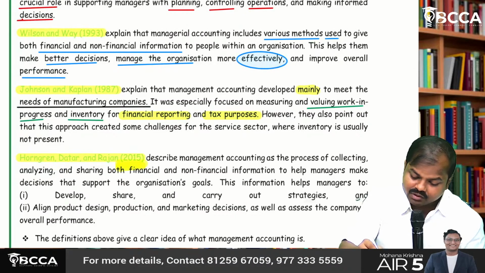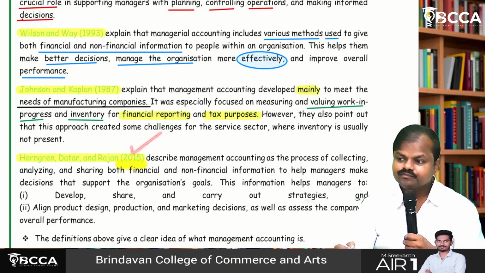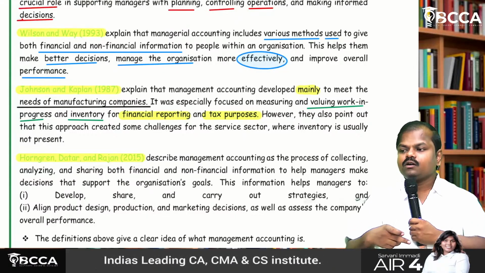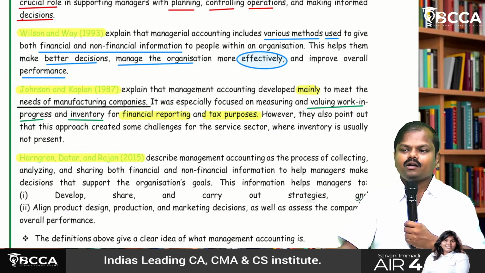2015 again. Clear? This definition will continue in tomorrow's class. Thank you so much.